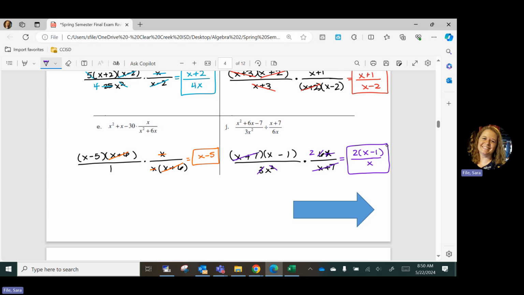So it's a lot of factoring and reducing for multiplying and dividing rational expressions. But again, your test is multiple choice. Type in the way that it is originally given, type in your answer choices, and see which one's graph is exactly the same. That's all you have to do.